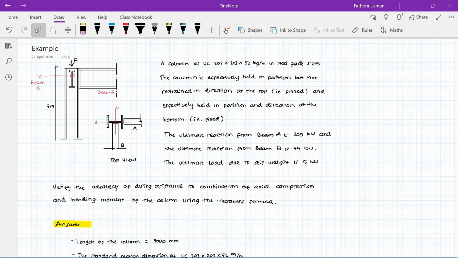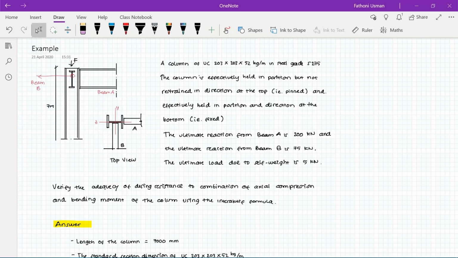In this video tutorial, we will discuss an example of a column in simple construction. In the left figure, we can see an isolated elevation view of a column supporting two beams, beam A and beam B. The total height of the column is 7 meters.